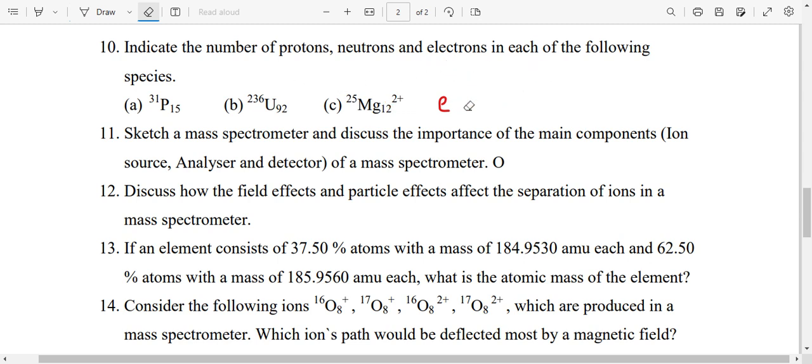All right, so we are now on the next question. Question number 11 is telling us to sketch the mass spectrometer and discuss the importance of the main components. Sketch the mass spectrometer and also discuss the important components.